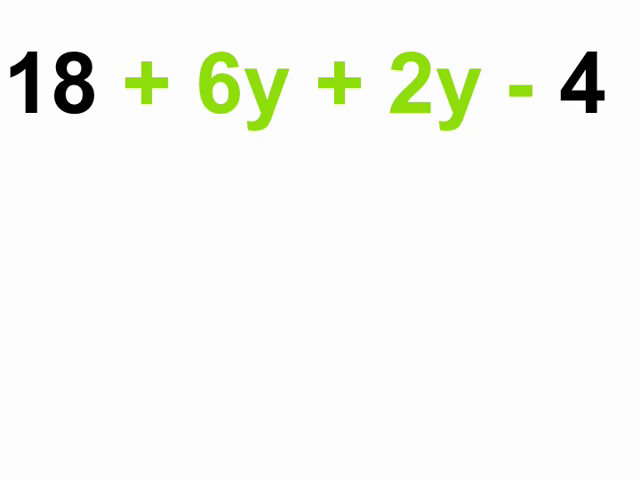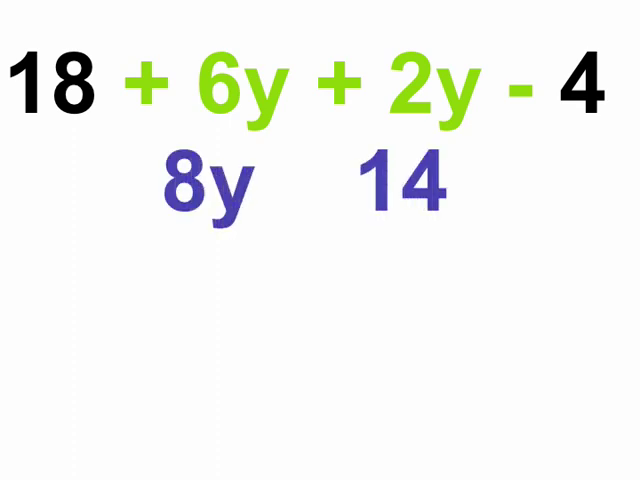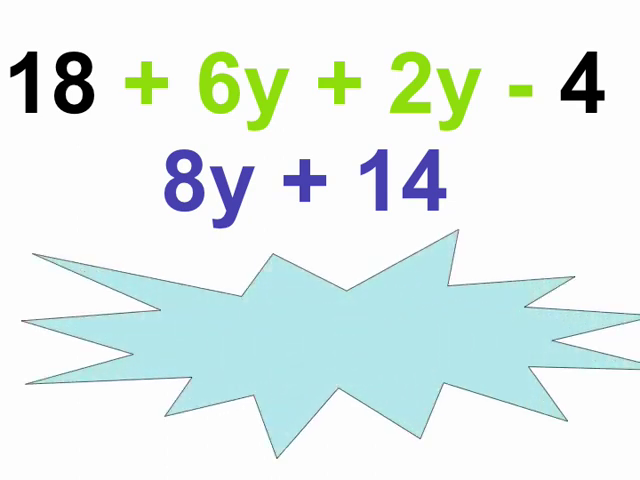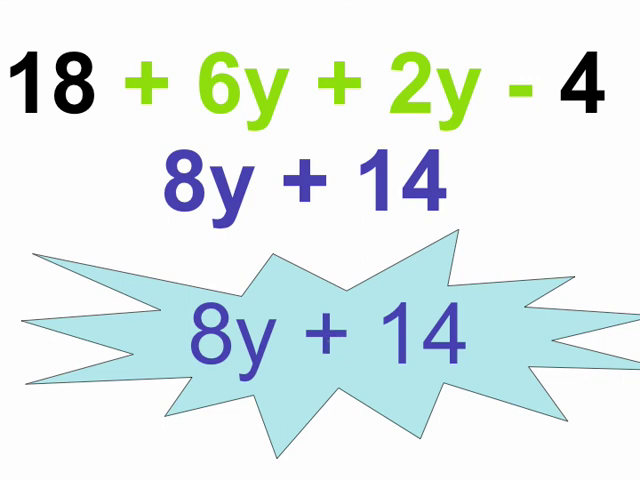Now when I combine my like terms together, a positive 6y and a positive 2y add together to make 8y, and a positive 18 and a negative 4 combine together to make plus 14. Remember, it's just like adding and subtracting. Last but not least, this is my answer in my star.